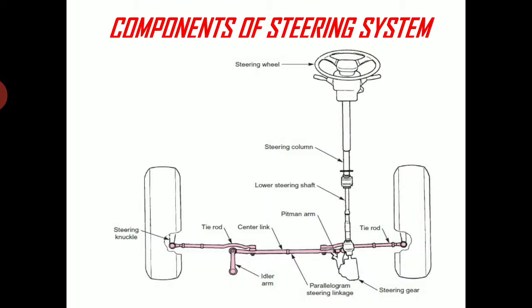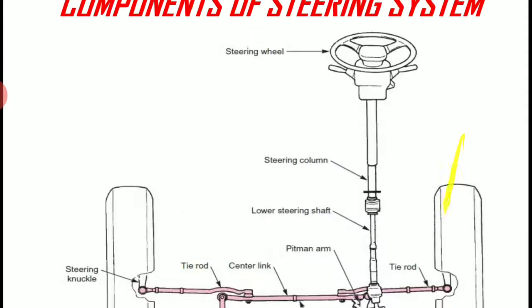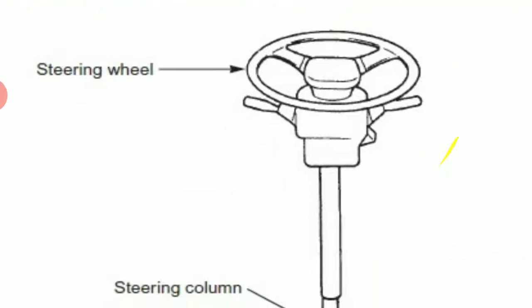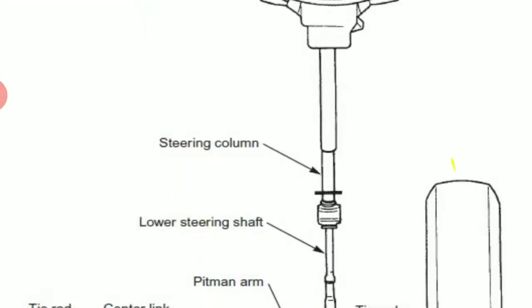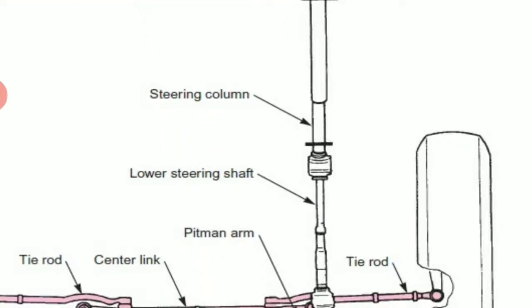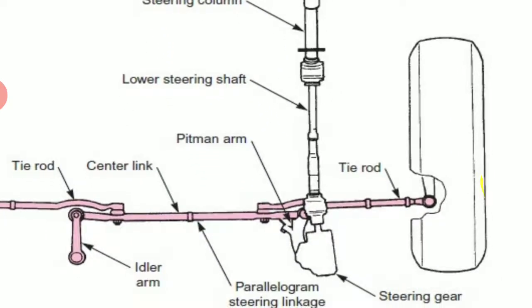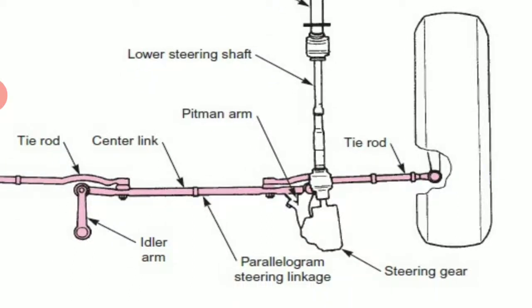So we have discussed the different components of the steering system. The first component is the steering wheel. Then the steering column. Then the lower steering shaft. Then there is one more part, the steering gear. That is the main important part in this class. We are going to discuss steering gear, and what the different types of steering gears are.